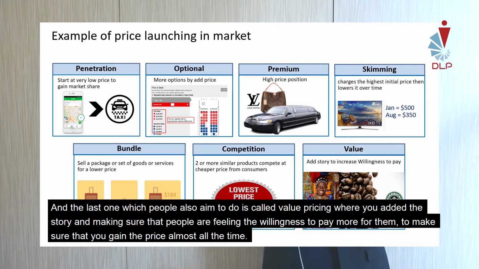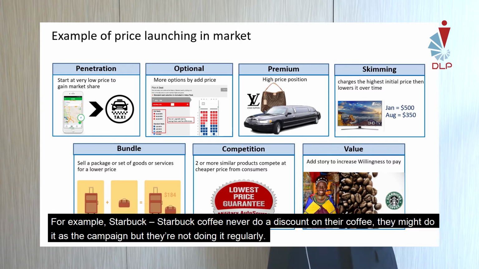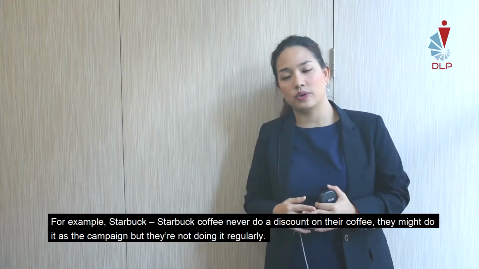And the last one that people also aim to do is called value pricing, where you add a story and make sure that people feel like their willingness to pay is increased, so that you gain the price most of the time. For example, Starbucks coffee never does a discount on their coffee. They might do it as a campaign, but they do not do it regularly.